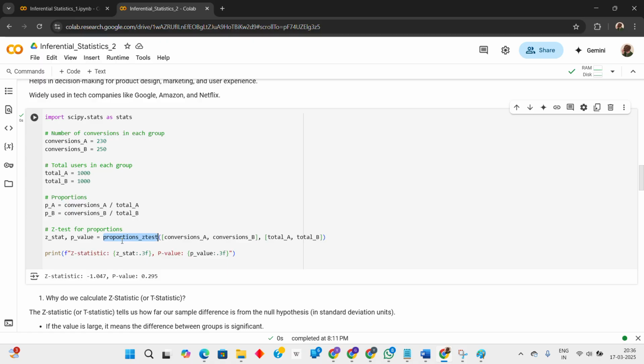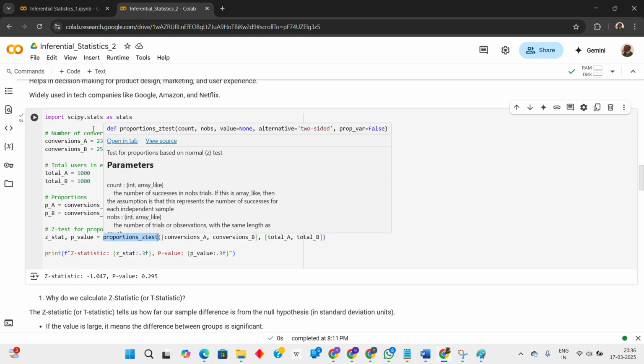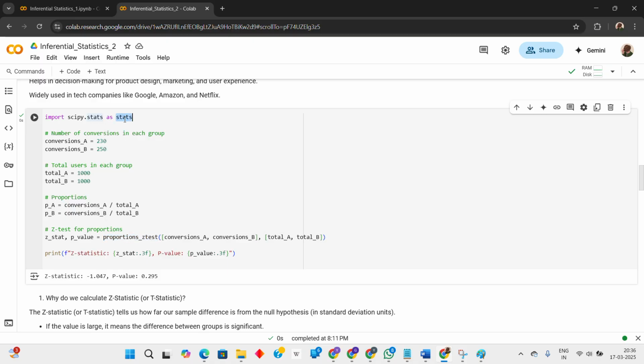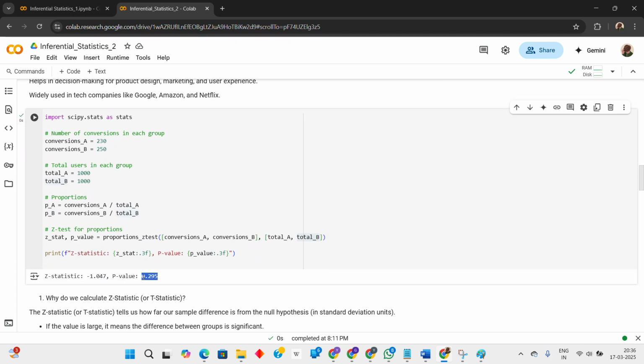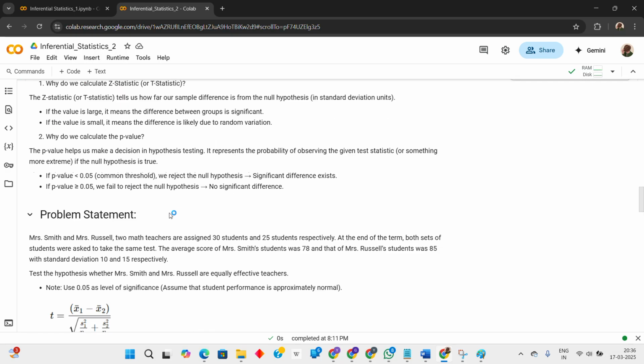And here you can see proportion Z test is also from this library only, stats, right? Like proportion Z test, you can take conversion A, conversion B, total A, total B. If you pass these, you will get the Z statistic value and P value. Why are these two values important? I just told you that to decide whether to accept or reject the null hypothesis, we can take the help of P value.